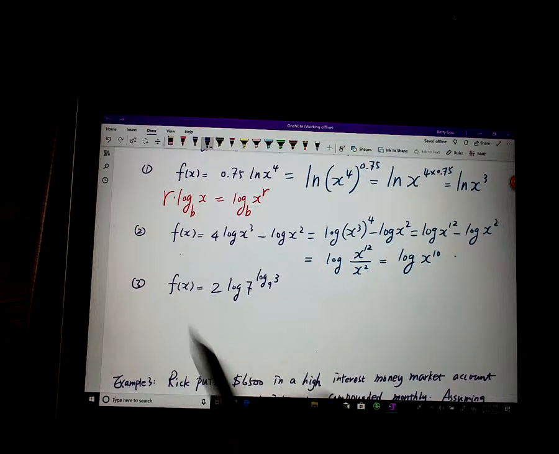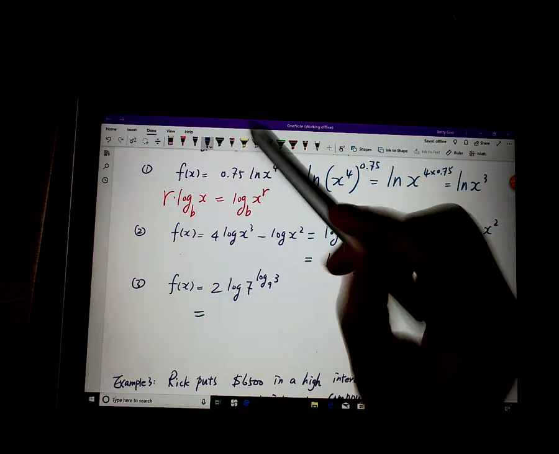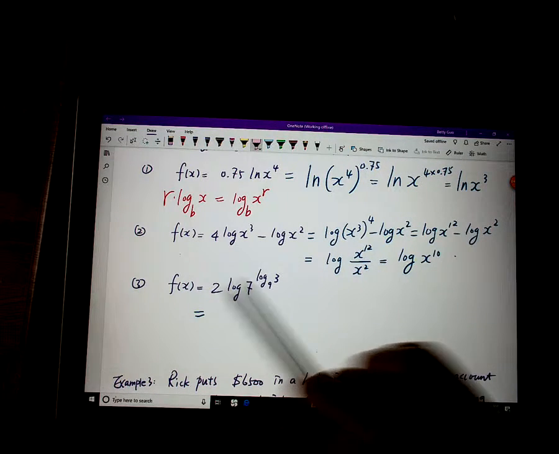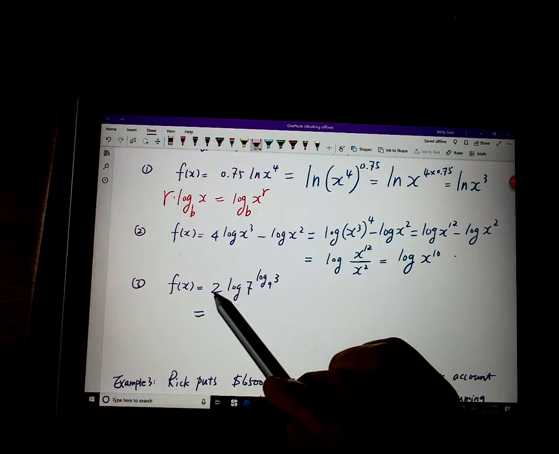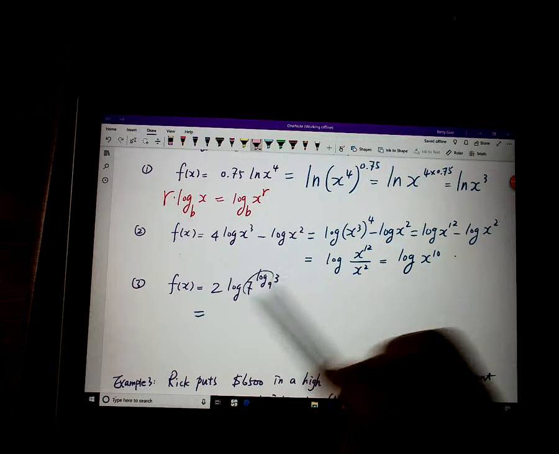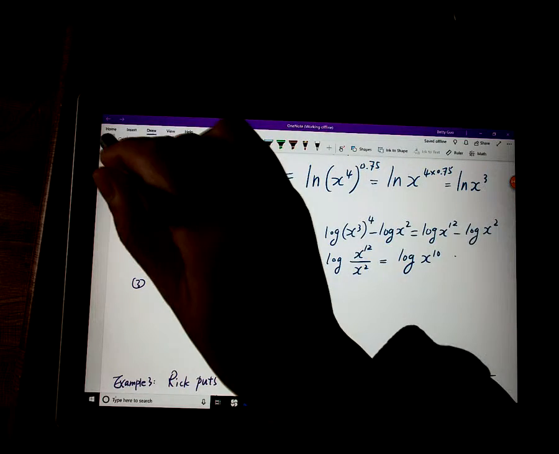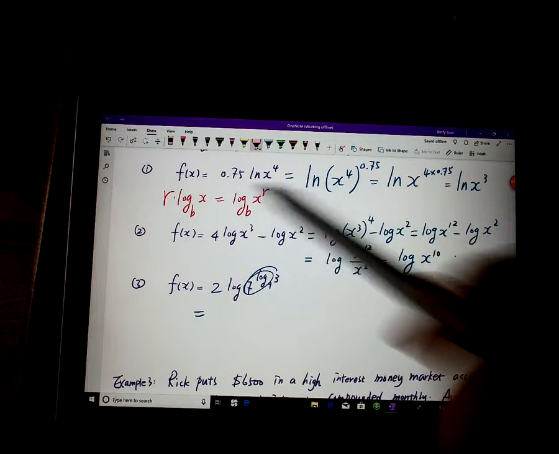Number 3. Actually, you see one single logarithm. The logarithm has a coefficient 2. The base is 10. The argument of the logarithm is kind of complicated.